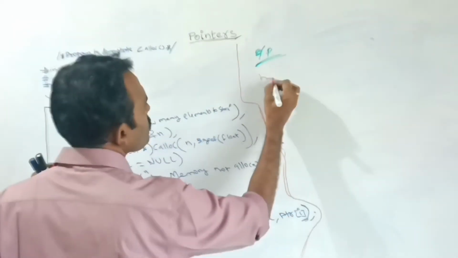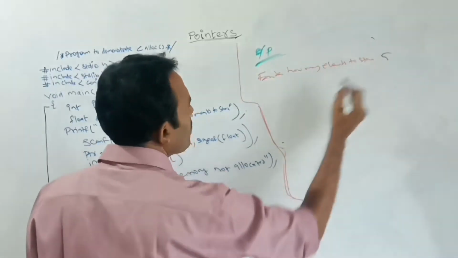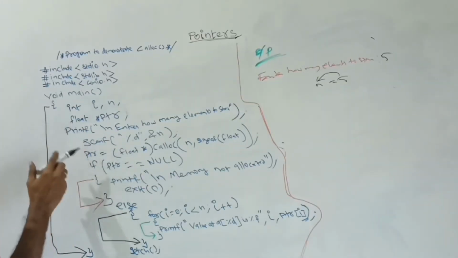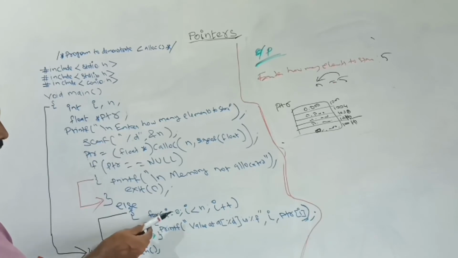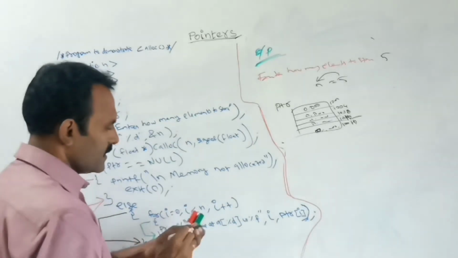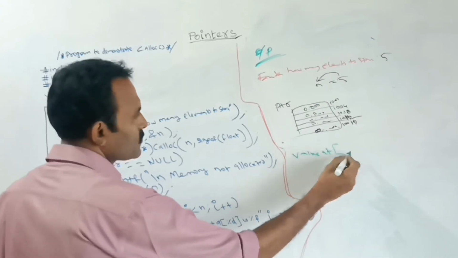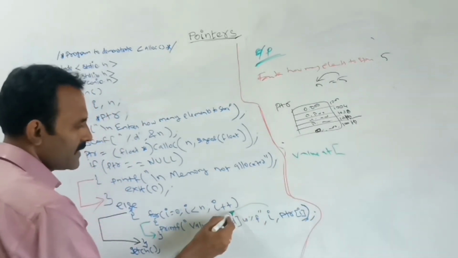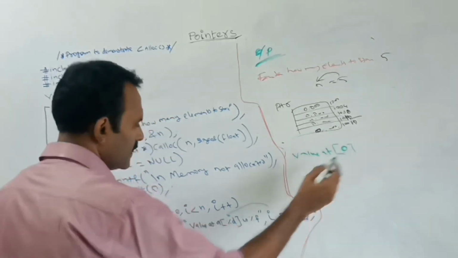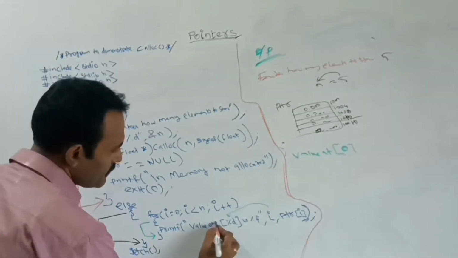See, in the output, enter how many elements to store. Suppose you give 5, then this 5 is stored to n. So now n has the value 5. By using this for loop I am telling it to print the value. First it will print this message, value at, next the open brace, after that %d, the i value is printed here. What is the i value? Starting value 0, and here you should mention the pointer name. Here the pointer name is ptr.